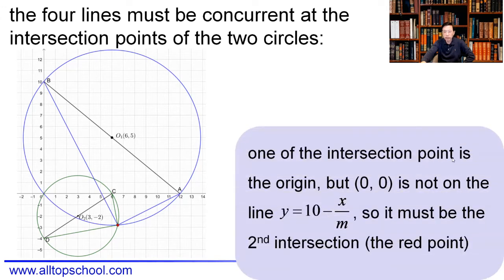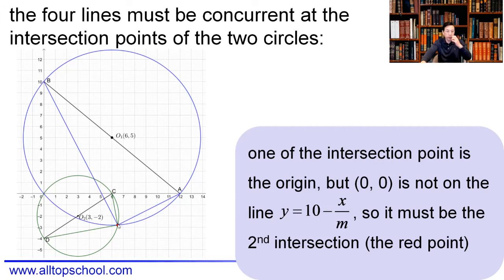So one of the intersection points is the origin, but the origin (0, 0) is not on the line here. You can see at x equal to 0, y should be equal to 10, not equal to 0. So that's why the origin is not on this line specifically. I don't even need to check the other lines, but even this line already failed. So the intersection point of the four lines must be on this second intersection point, labeled as the red dot.